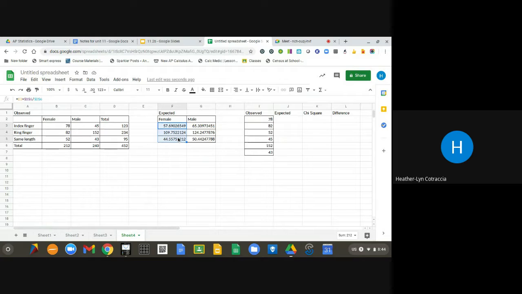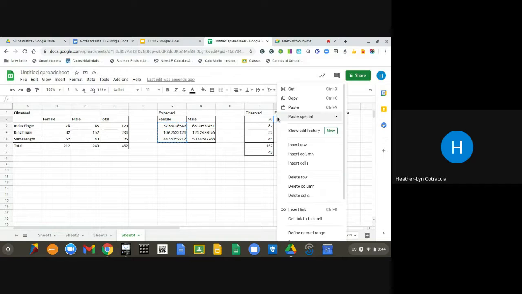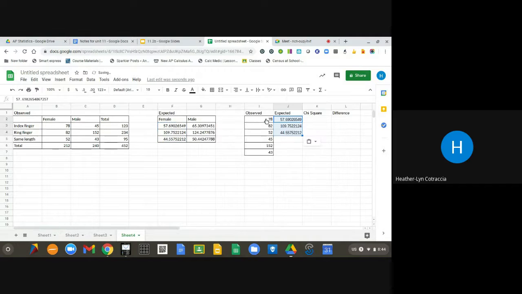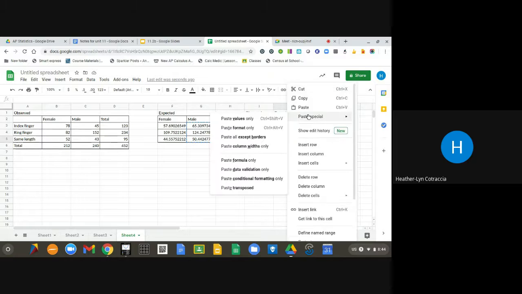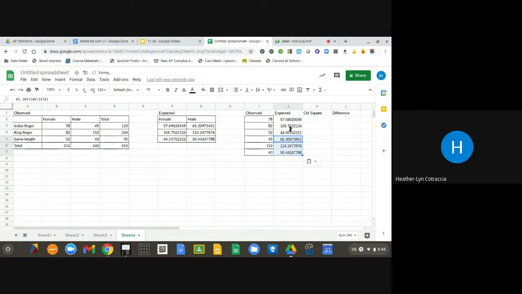And I'm going to take these and copy them. Now, remember, when you paste, you have to paste your values only. If you don't do that, you're going to paste formulas, and that's just going to get messy. So there's your values. Now, just for fun, we saw this in class, but if I were to sum that, you should get 452. So that should match the total for the whole thing. So both the observed and the expected should both add to 452.